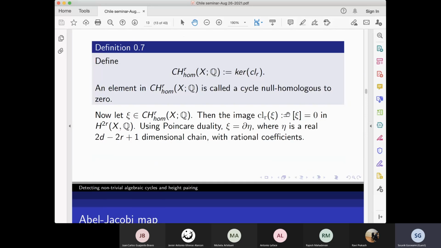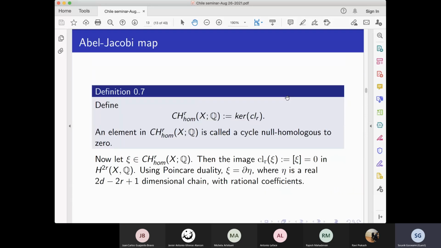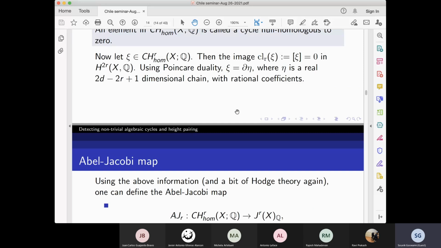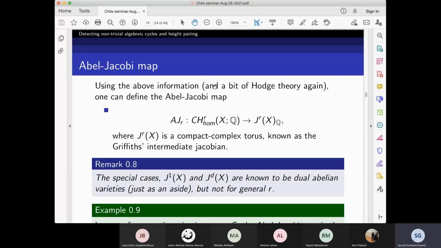This also plays a role in developing the Abel-Jacobi map. Using the information that this is the boundary of a real dimensional chain, and a little bit of Hodge theory, we can define the so-called Abel-Jacobi map. It goes from the Rth Chow group of cycles homologous to 0 to a certain group which is a compact complex torus, called the Griffiths intermediate Jacobian. I'm not going to explicitly define it, just know that this is a compact complex torus.